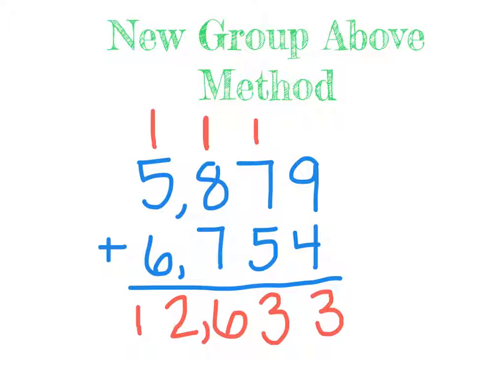Remember, boys and girls, when you're adding using the new group above method, you always start from right to left. And when you make either a new 10, 100, or 1,000, you need to put your new 10, 100, or 1,000 above the place value. The video is now going to pause, and you're going to be solving a problem using the new group above method.